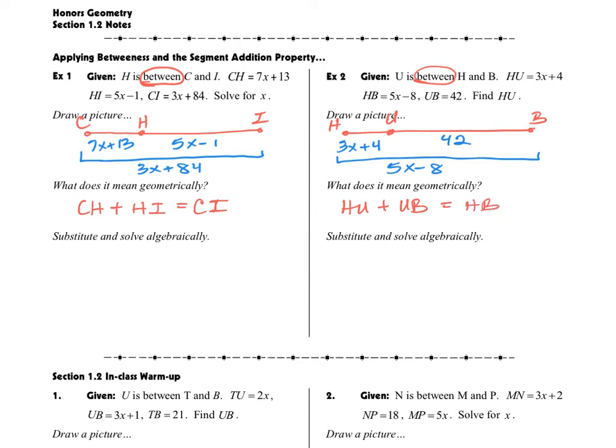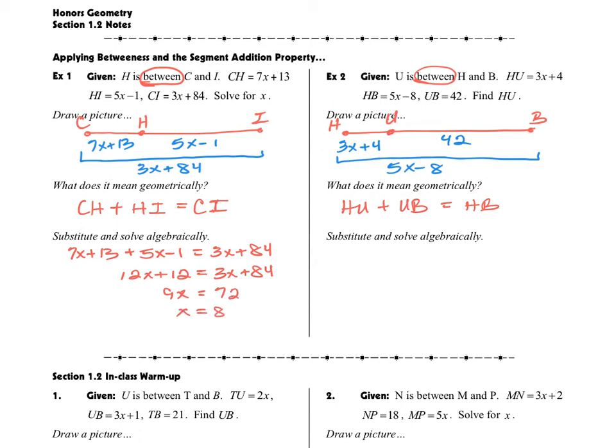And once we have what we call geometric statements, we can just substitute, looking at our picture. So CH, we can read straight from there and substitute, is 7x plus 13. From our picture, we can see that HI is 5x minus 1, and our whole segment CI is 3x plus 84. So solving this algebra, we're going to have our 12x plus our 12, collecting our like terms, and our 3x plus 84. Moving all of our x's to one side, we're going to have our 9x. Moving our 12 to the other side, we're going to have 72. So we're going to get x equals 8.